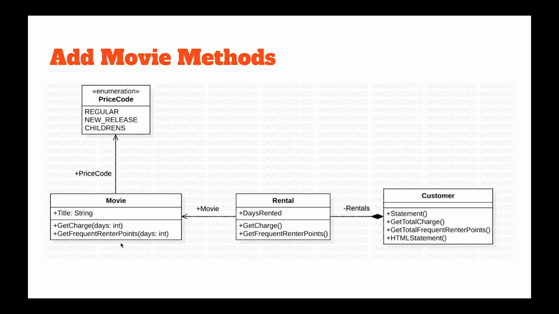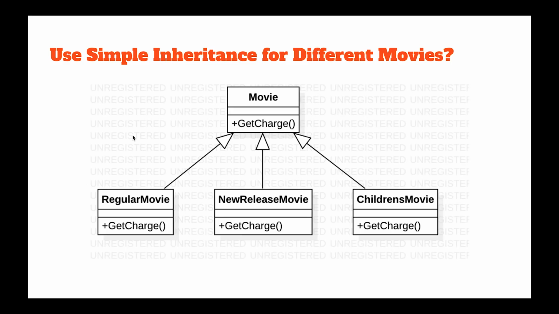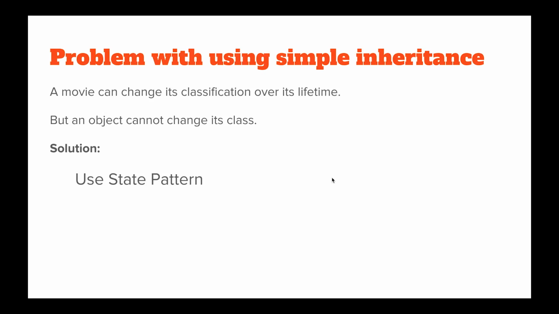Now how are we going to add more movie categories? What we have right now is regular, new release, and children's. Now we want to add more. One way is, some people would say that once they learn object-oriented inheritance, they can use simple inheritance. So we can have movie, and then regular movie, new release movie, and children's movie as subclasses. However, for this problem, simple inheritance is probably not the right way. Why? Because the movie can change its classification over its lifetime, but an object cannot change its class.